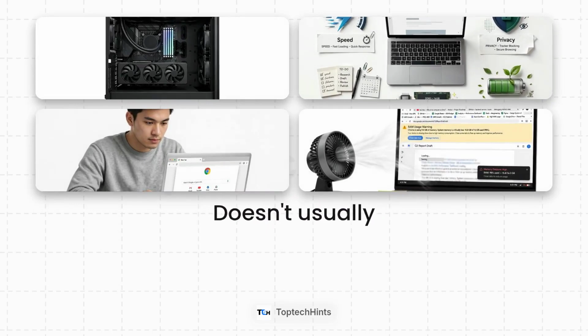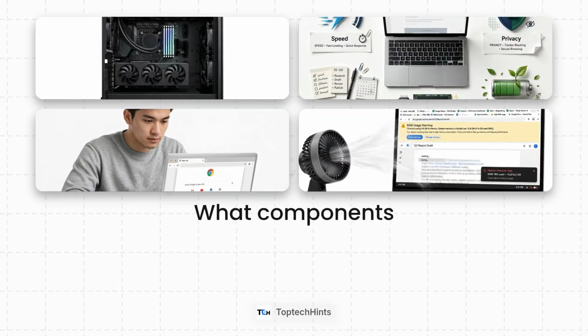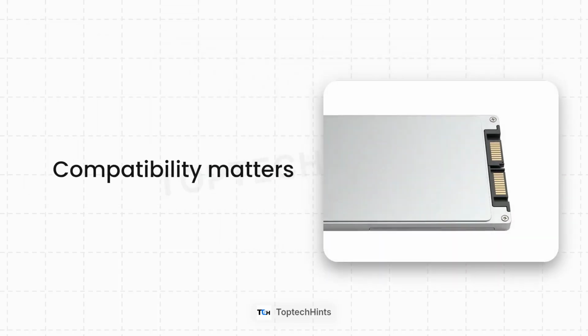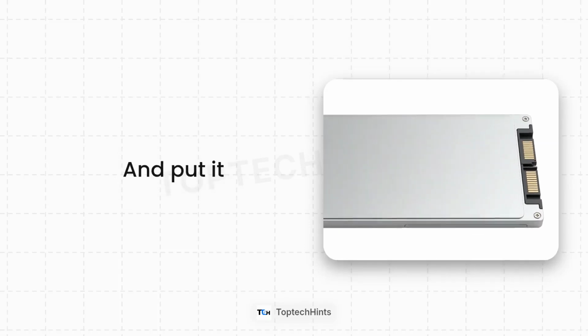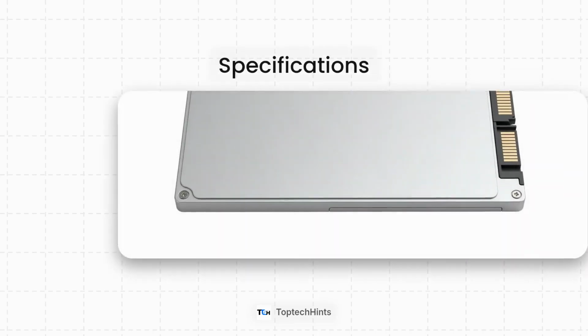The motherboard doesn't usually make your computer dramatically faster by itself, but it determines what components you can install. That's why compatibility matters. You can't simply buy any CPU and put it into any motherboard. The socket, chipset, RAM type, and other specifications must match.